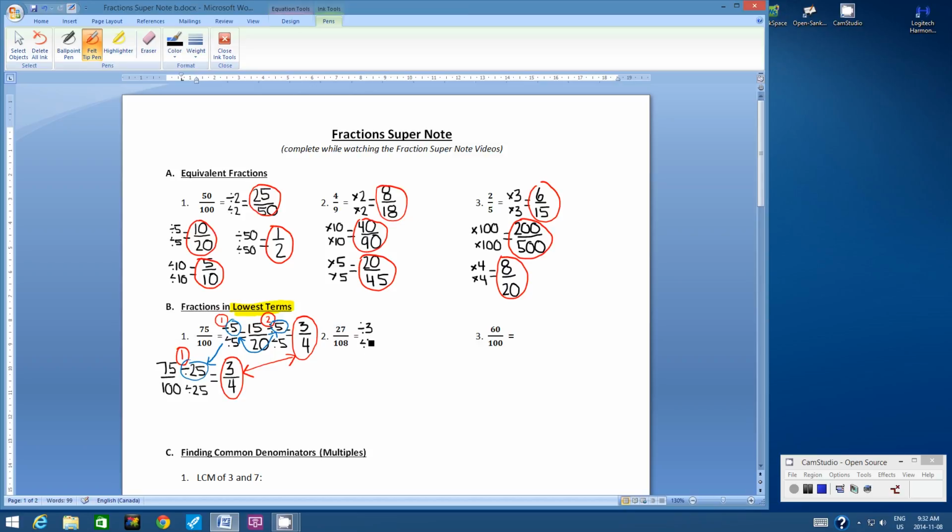So make sure you show me your work. Tell me what you're dividing it by. All right, if you can work this out using your calculator.